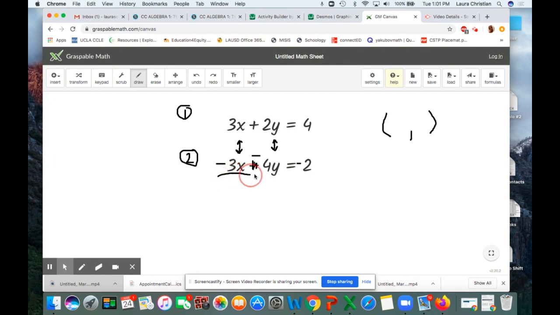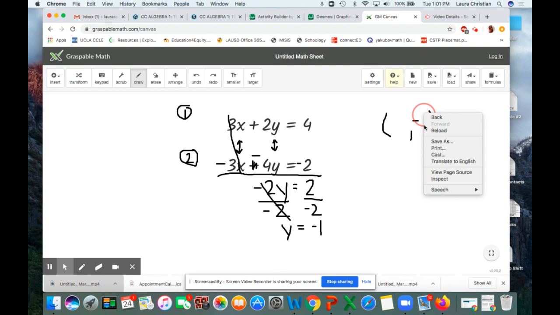And then I can work across and add the equations up, so these cancel. I have a positive 2y and a negative 4y, becomes a negative 2y. And then I have 4 minus 2, which is 2. And then I can keep solving. So I'm going to divide by negative 2, and I get my y equals negative 1.